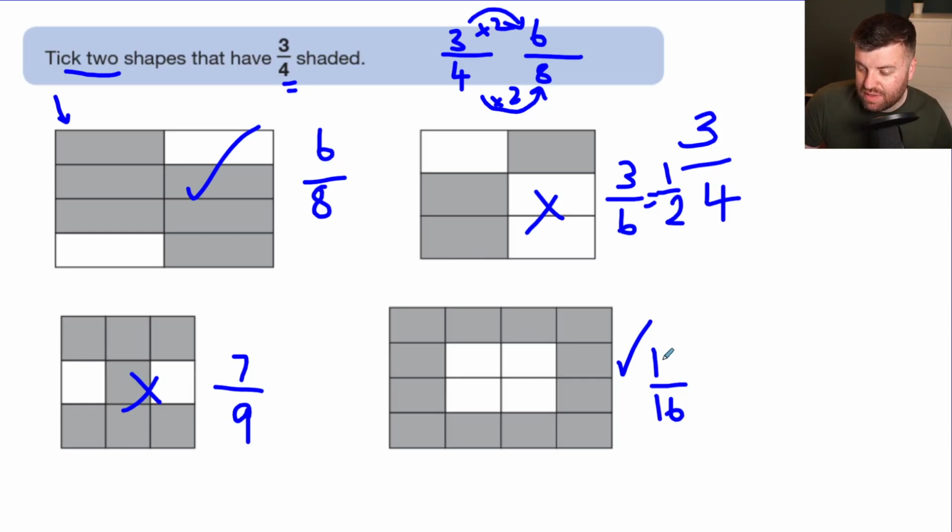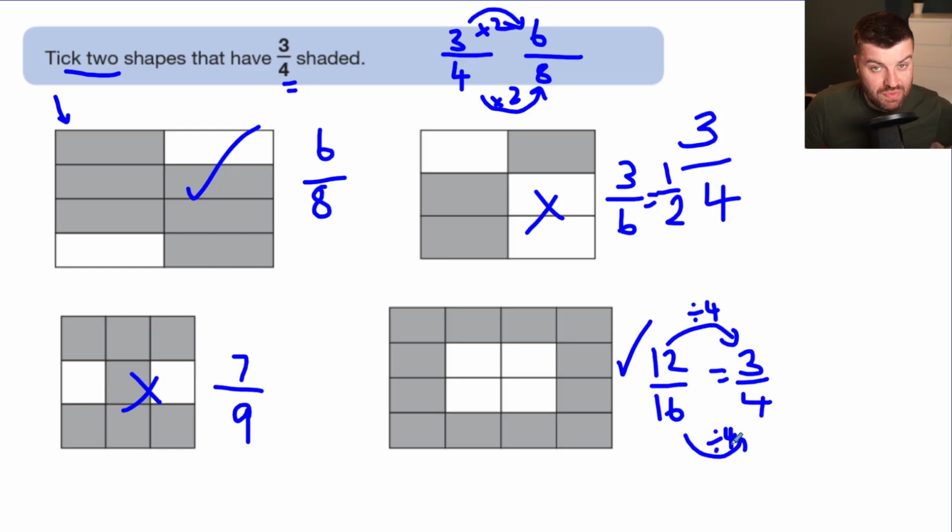And if you counted how many were shaded, that would be 12. If you wanted to really just double, triple check to make sure, which is never a bad thing, you have time in the test, you can divide by 4. 12 divided by 4 is 3. Do the same to the bottom. 16 divided by 4 is 4. So those two are equivalent.